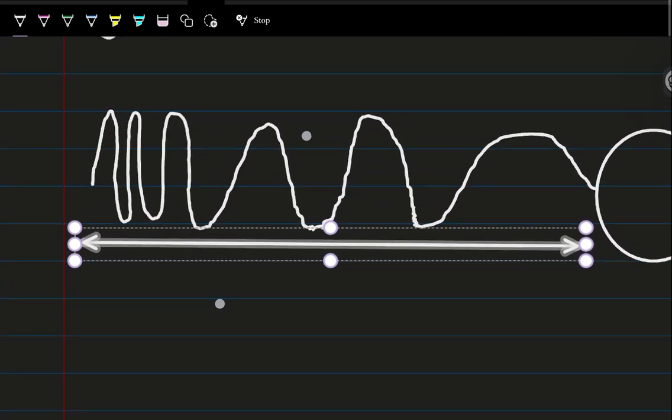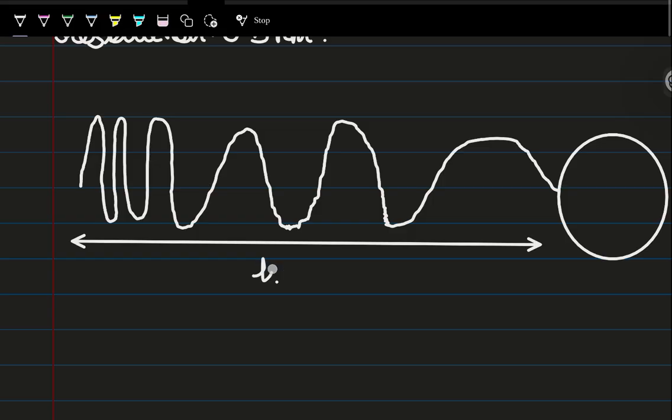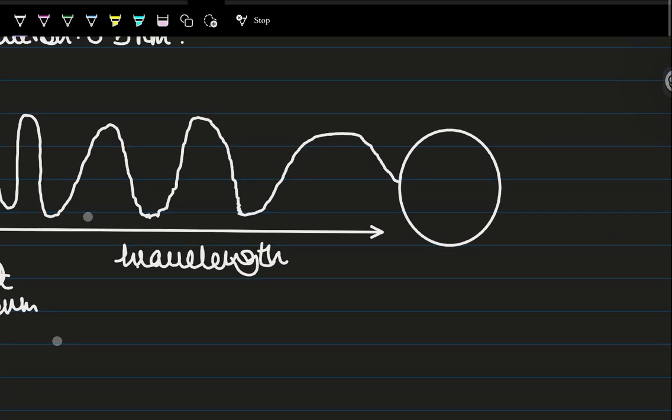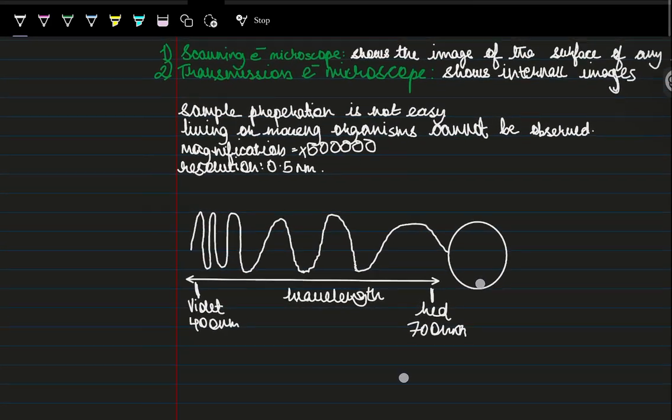Yes. So what we've drawn here is the wavelength of light that is hitting the specimen. Violet has the least wavelength, 400 nanometers, and red has the most, 700 nanometers. So it will be pretty difficult to see things that are violet in color.